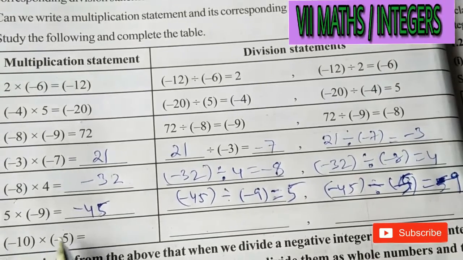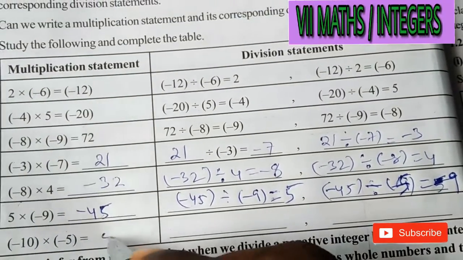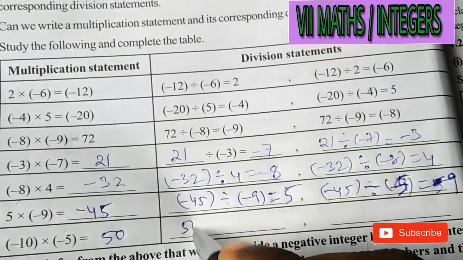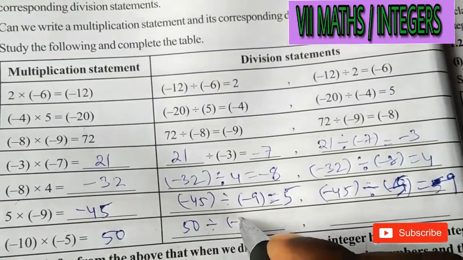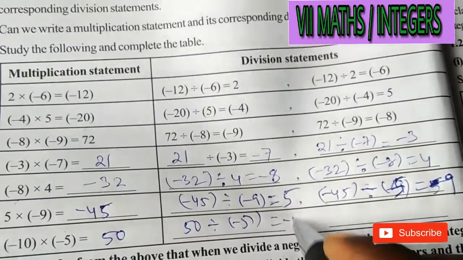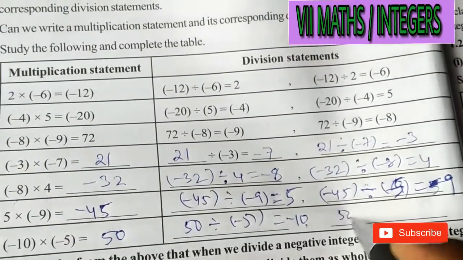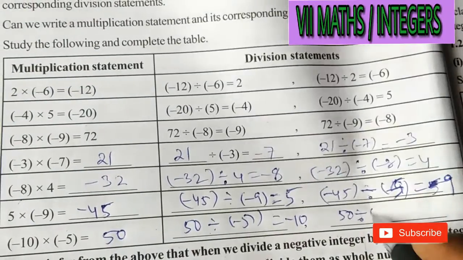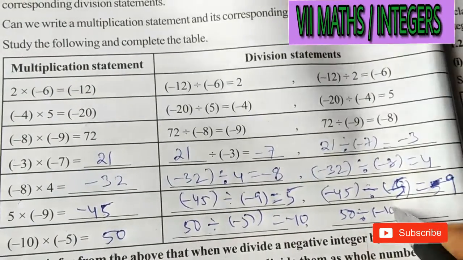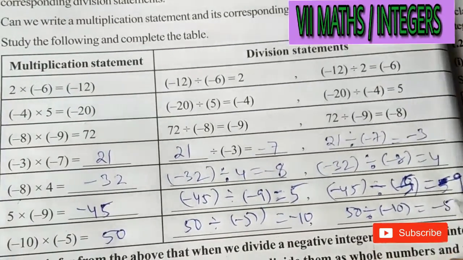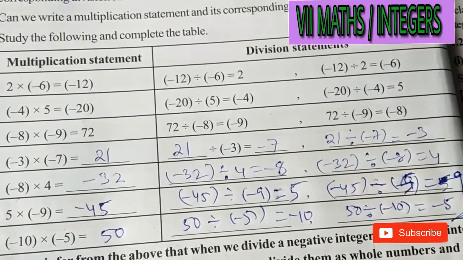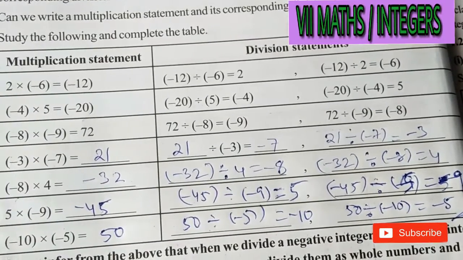Now minus 10 into minus 5, it is 50. Plus 50 divided by minus 5, you get minus 10. So 50 divided by minus 10, you get minus 5. I hope you all understand this.